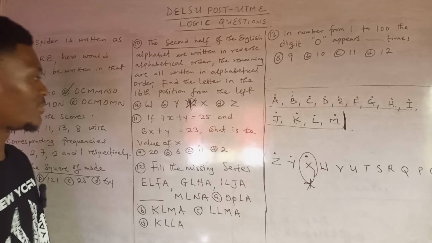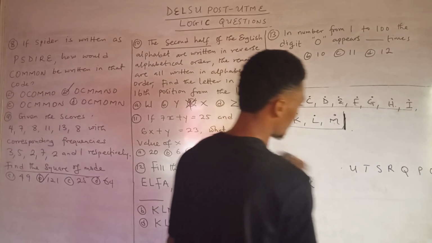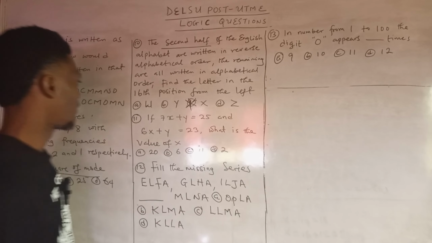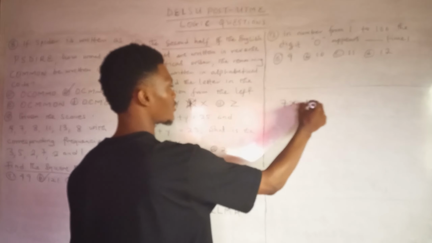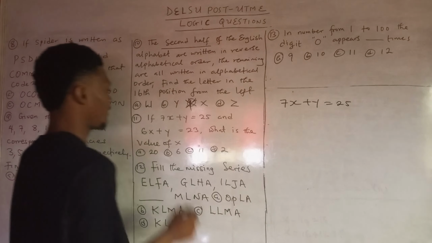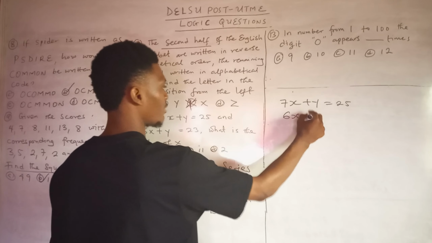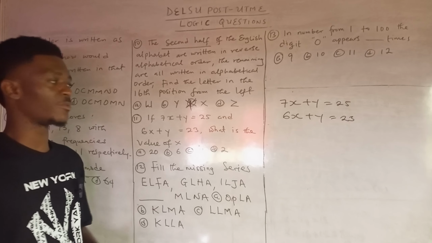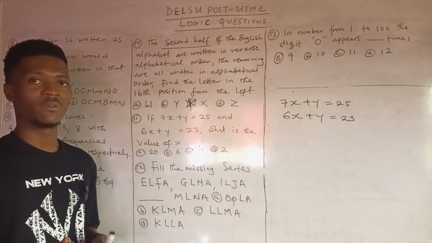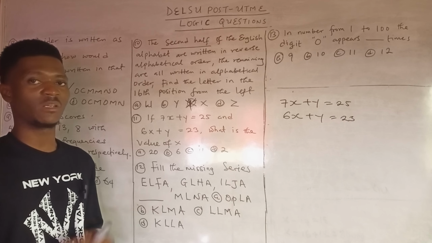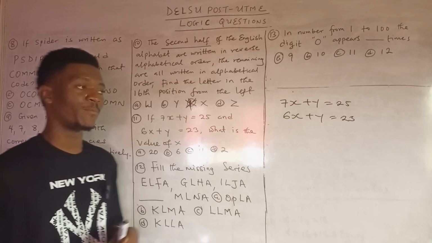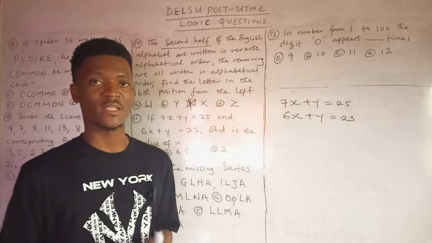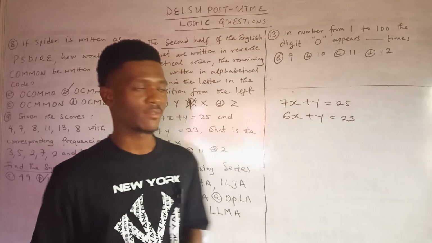Question 11. This one is taking our mind to simultaneous equations. We are given 7x plus y equal to 25, and the other is 6x plus y equal to 23. Simultaneous equations are actually very easy to solve. It's just for you to remember your methods for solving. We have elimination, substitution, and the graphical method. You can use any of those methods, but most times they use the elimination method. That's even the easiest.